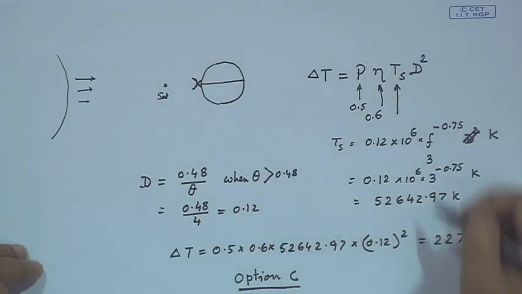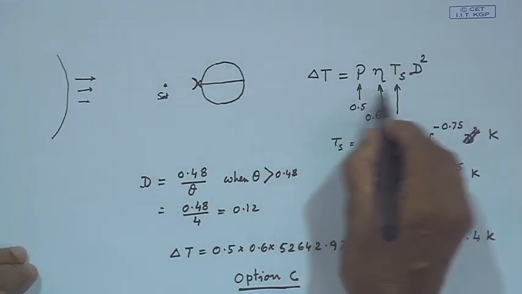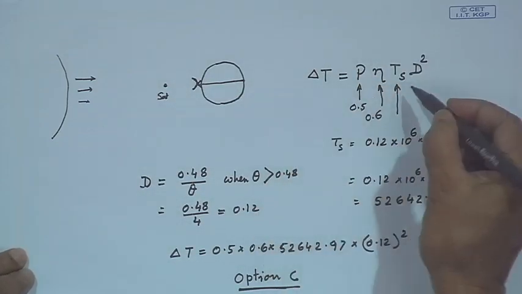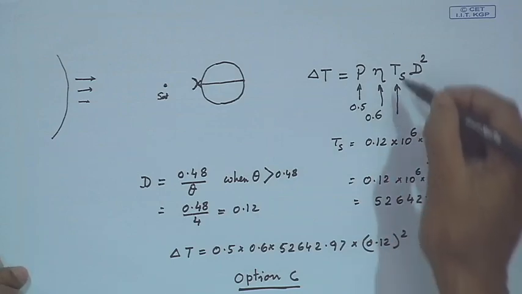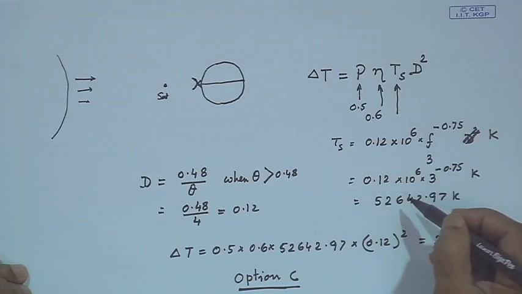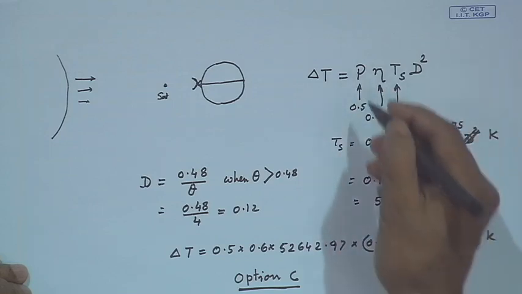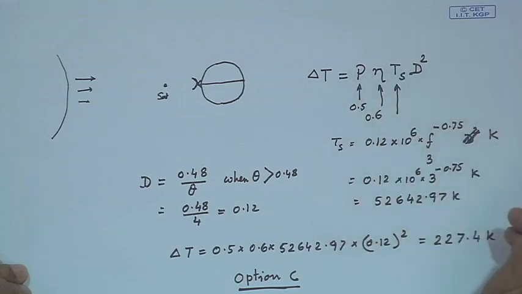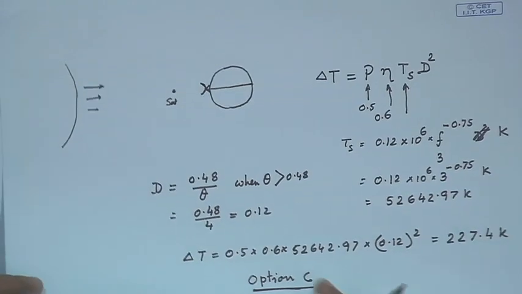In this particular problem, you have to simply remember this particular model and the corresponding equivalent values, like how Ts is to be calculated and how D is to be calculated. Eta and P is normally taken as 0.5; eta will be given. Okay. So, let us go to the next problem.